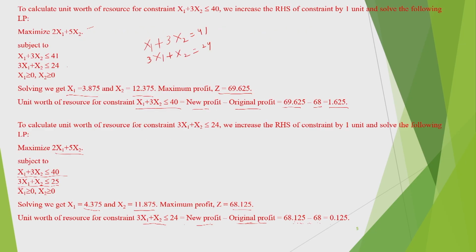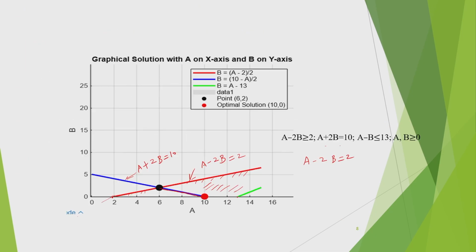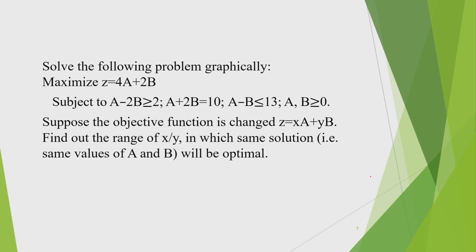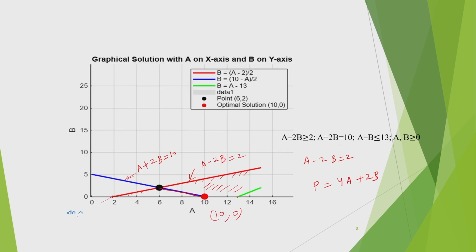Let me just look at the solution again. This point is 10 and this is 0, and profit is equal to 4a plus 2b. This is a maximizing problem. So at the optimal, here you have 62, and this point is basically 10, 0.